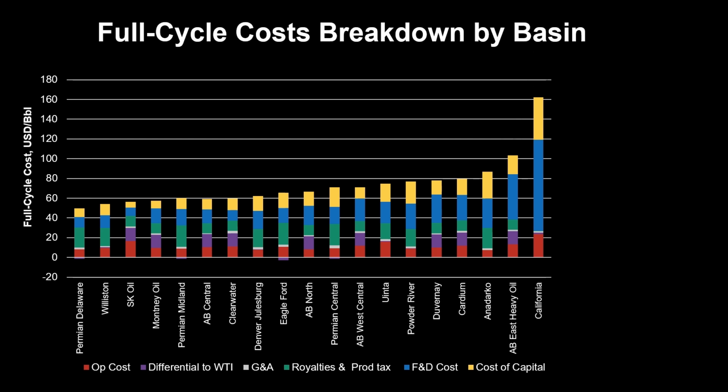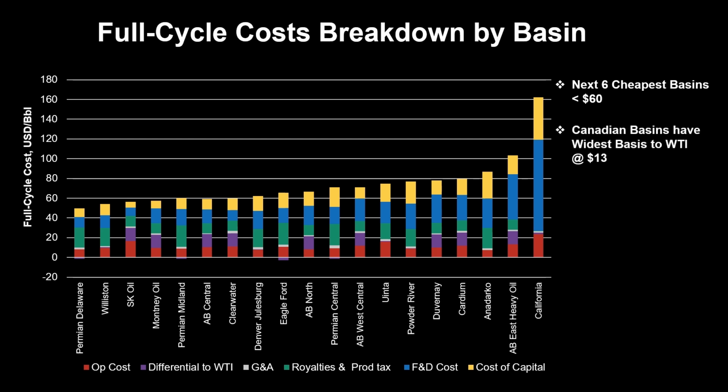Some of the other key findings include the next 6 basins, 2 in the US and 4 in Canada, all have full-cycle costs below $60 US per barrel. Canadian plays, being the furthest away from the WTI price point, have the widest basis differential to WTI at over $13 US per barrel. This puts Canadian oil basins at a significant disadvantage compared to US basins.